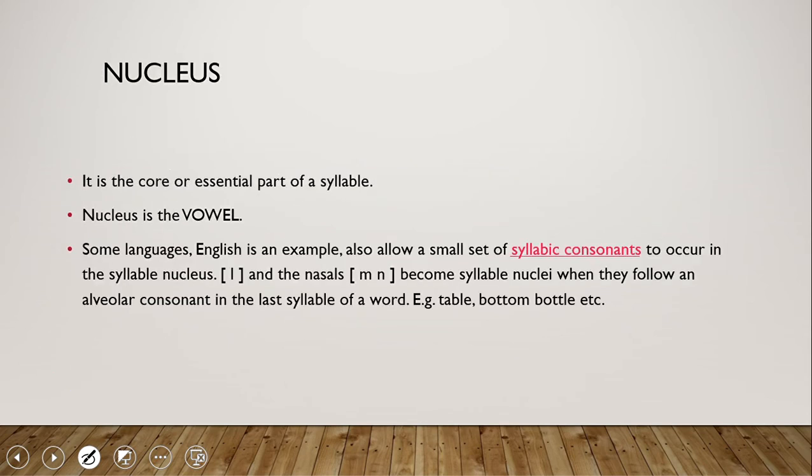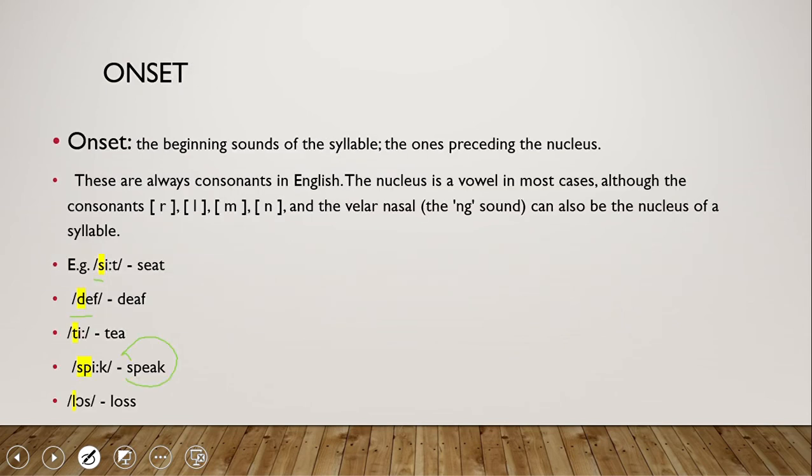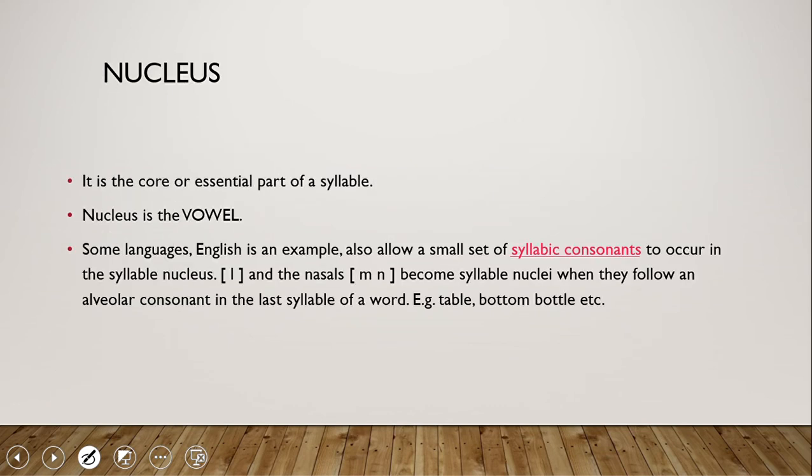Next comes nucleus. Nucleus is the mandatory part of a syllable, and it is very essential. Without a nucleus, a syllable cannot exist, because the nucleus consists of vowels. So if I take the previous example, seat, the s sound is in onset position, and the vowel is the nucleus of the syllable. But sometimes in English, when there are l, m, and n sounds, and they follow an alveolar consonant like d or t, then l, m, n behave as syllabic consonants. They behave as a vowel sound.